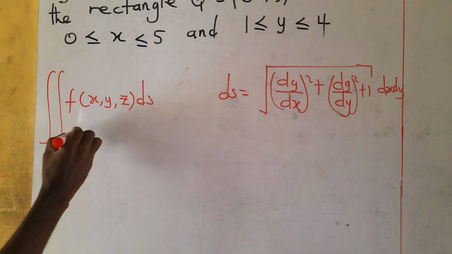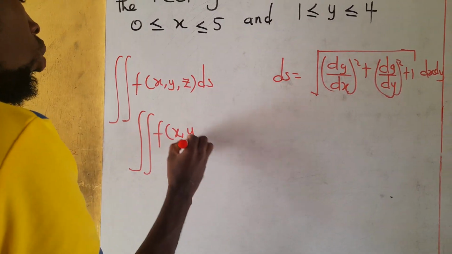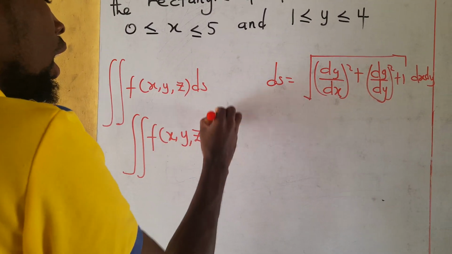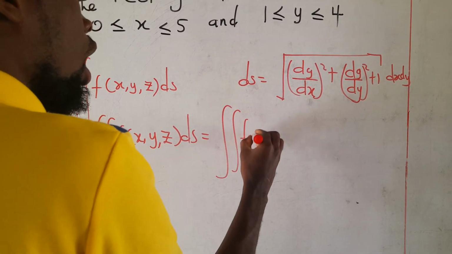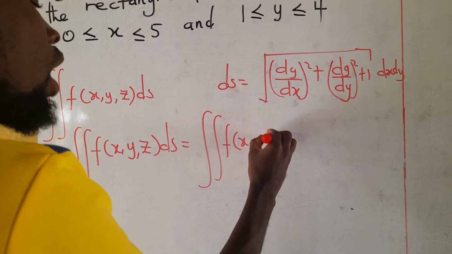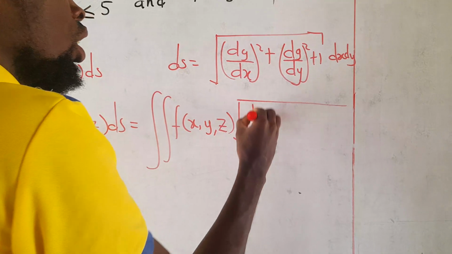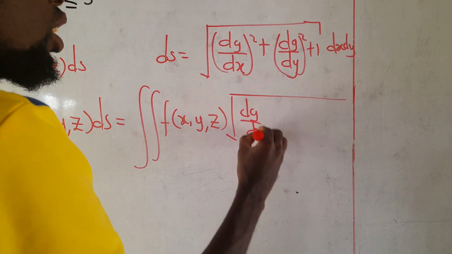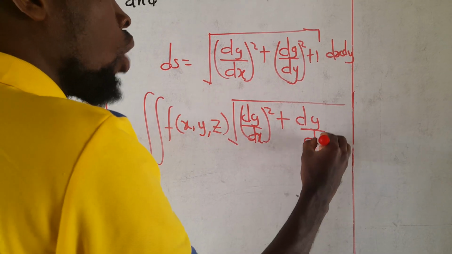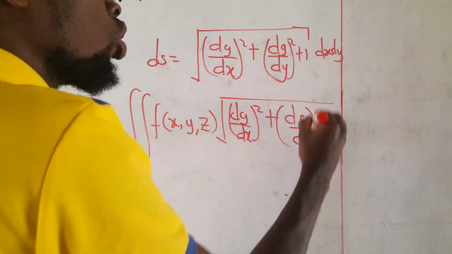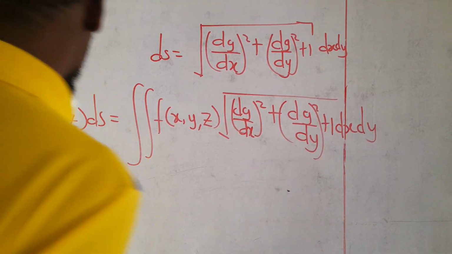So we can say the integral of f of x, y, and z ds is the same as the integral of the function f of x, y, and z, times the square root of dg over dx all squared plus dg over dy all squared plus 1, dx dy. I hope you get that.